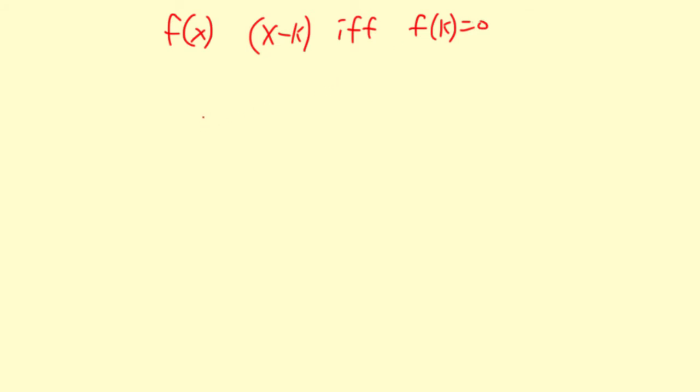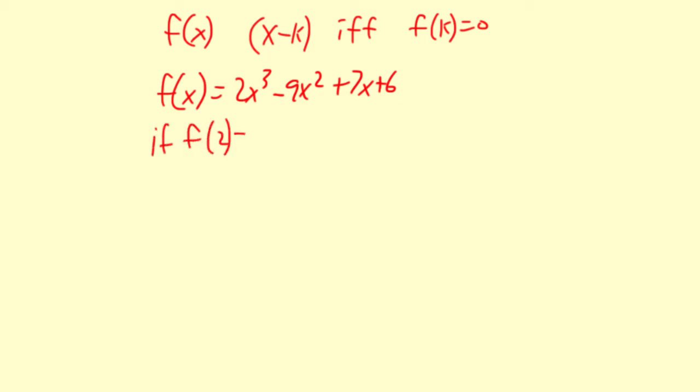So what does that mean? I have an example here all ready to explain all this. So if I have the polynomial f of x equals 2x to the third power minus 9x squared plus 7x plus 6. So for example, if f of 2 equals 0, then x minus 2 has to be a factor. And you could try any input you want, but if the output comes out to be 0, then you found a factor. And let me go ahead and show you.